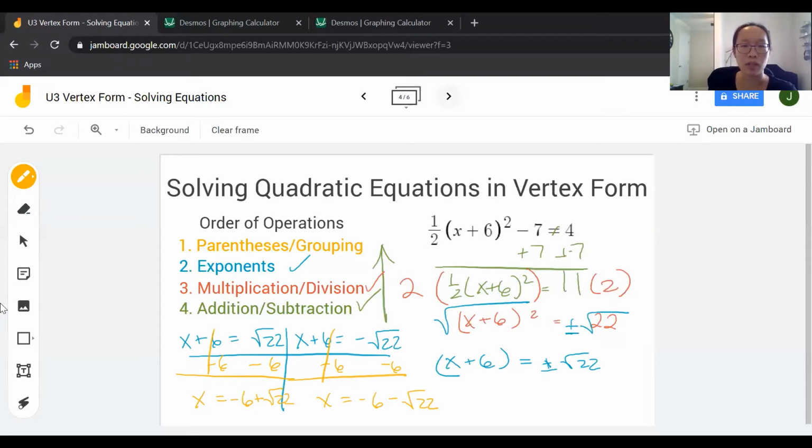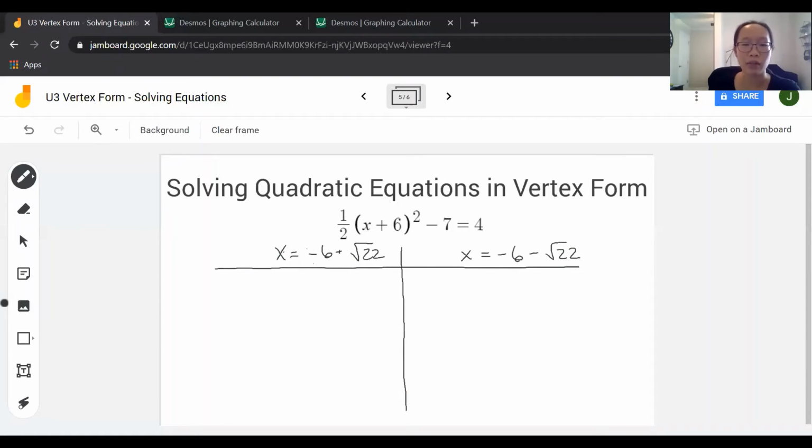Let's check it algebraically. In place of x, I'm going to write my negative 6 plus the square root of 22. And I want to know if that is equal to 4. I do my parentheses first. I see that I have a negative 6 and a positive 6.